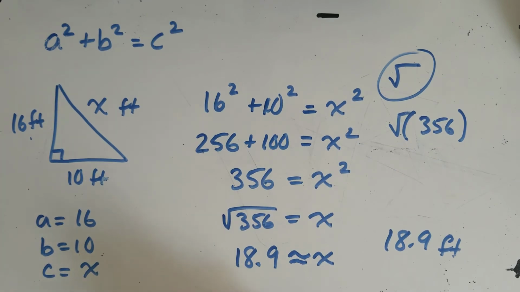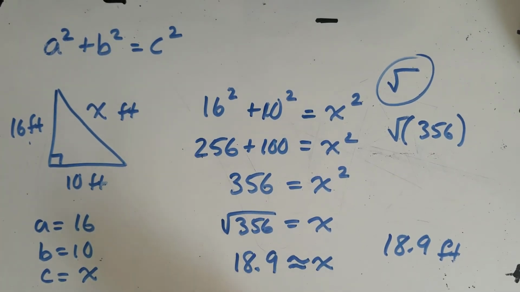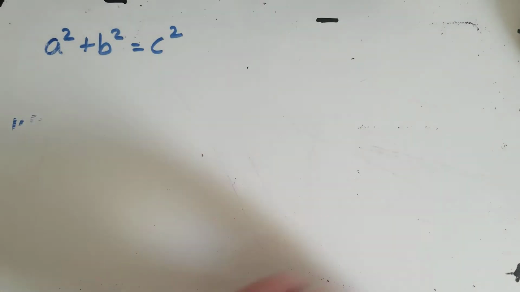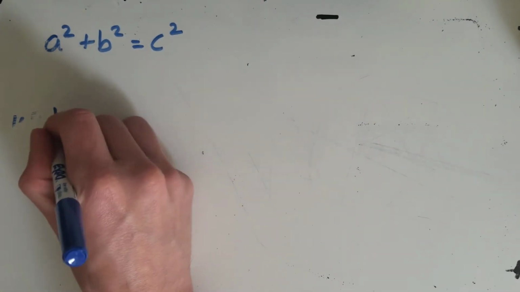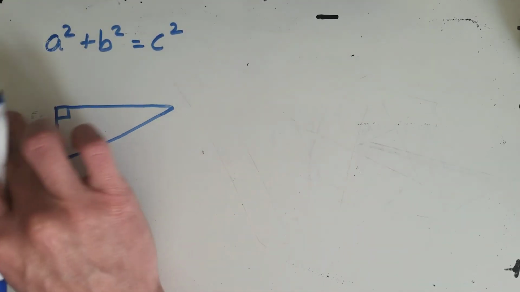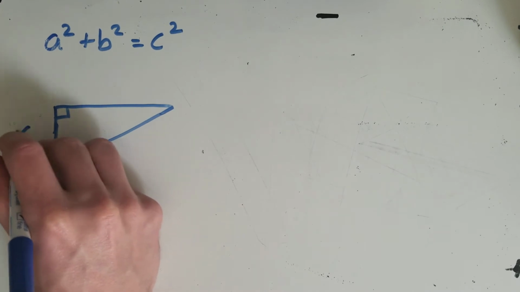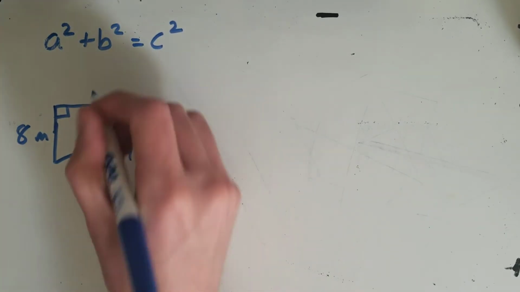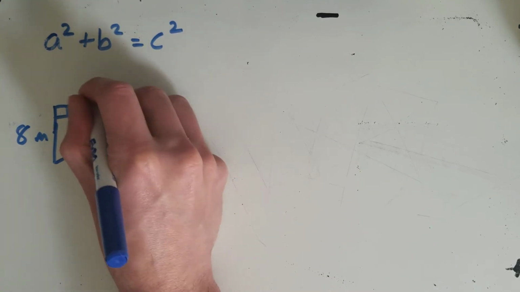Let's look at another example. We'll do two more. So we'll leave our Pythagorean theorem up here. So here we have this triangle, looks like this. Have a right angle down here. We are told this is 8 meters, this length is 24 meters, and this length up top is x meters.